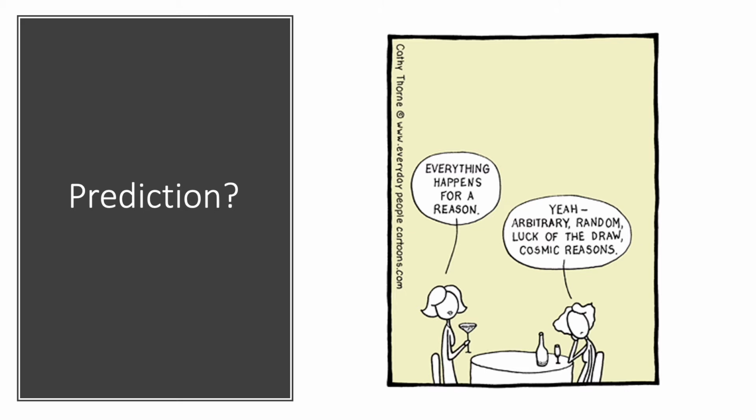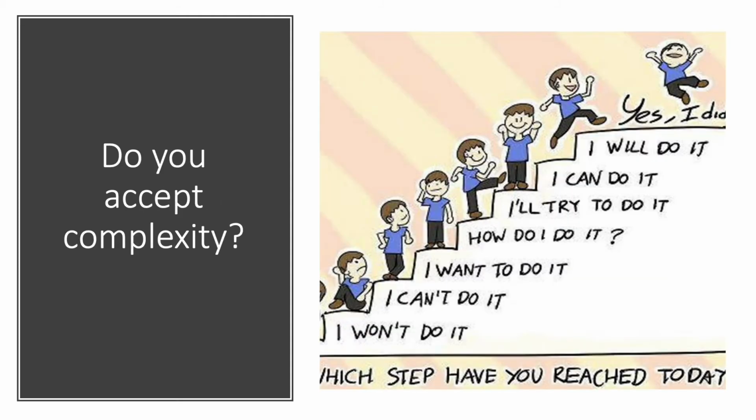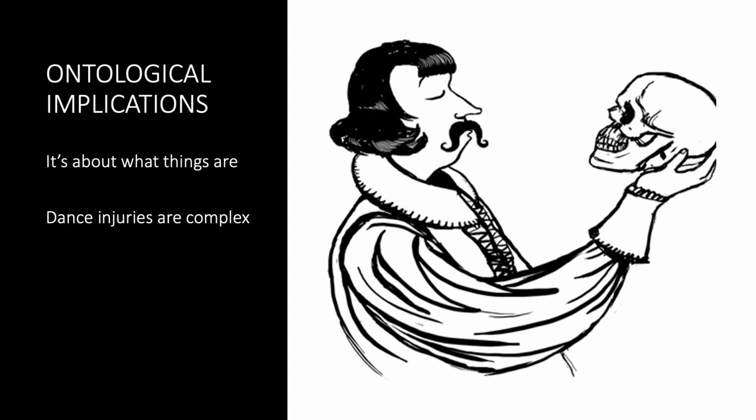And why is it so difficult to accept that we cannot predict? Because to do that, we need to accept complexity. And by accepting complexity, we will also need to accept everything that comes with it. One of them is unpredictability.